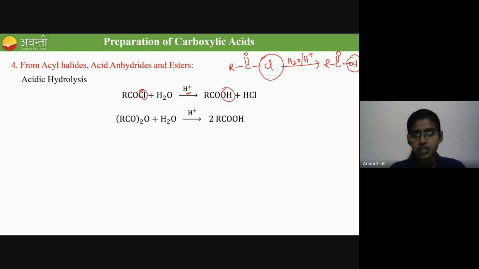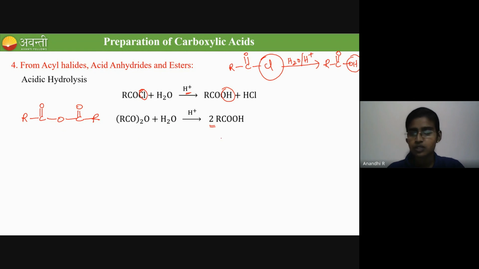It is (RCO)2O, which I'll expand the structure for you. It is RC double bond O, O, C double bond O, R. So this RCO part is taken two times and we have an oxygen attached to it. This is the acid anhydride, and on treatment with water in the presence of acid, it forms 2 moles of carboxylic acid.